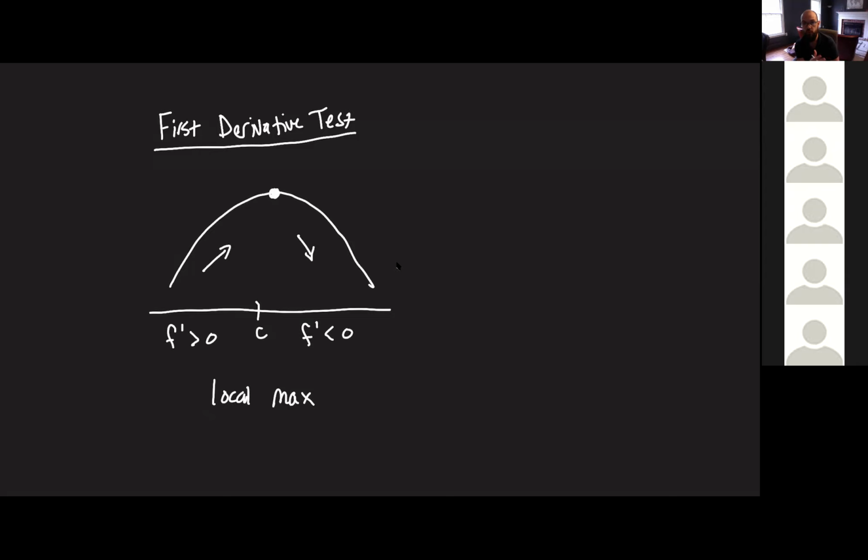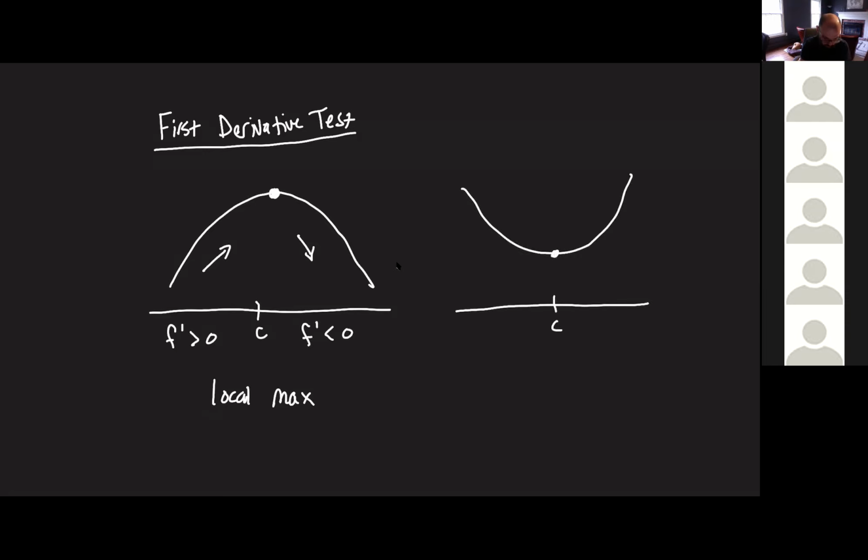Okay, so when you're going through and checking your points, you're going to say, hey, I found a critical number. And then you're going to look a little bit to the left and a little bit to the right. And if it goes positive on the left and then negative on the right, you're going to have a local max. And then correspondingly, you can do the same thing if you have a local min.